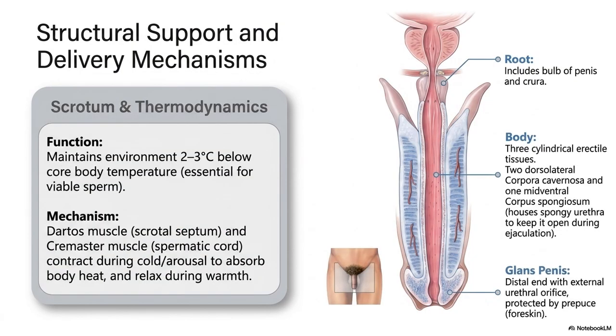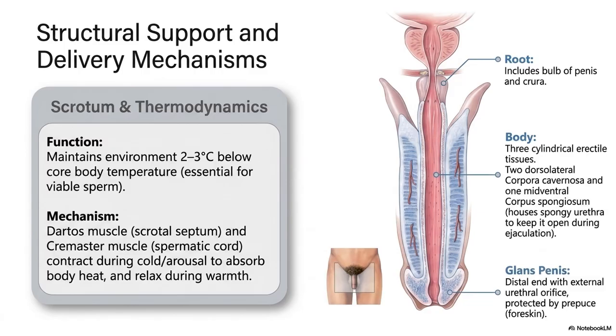So the scrotum, as we already know, is a sac-like system that helps in protecting the testis or covering the testis from external environment. It maintains an environment of 2 to 3 degrees Celsius below the core body temperature, which is essential for viability of sperms. It mainly consists of two types of muscles, that is the dartos muscle and cremaster muscle, which contract during cold or arousal to absorb body heat and relax during warmth.